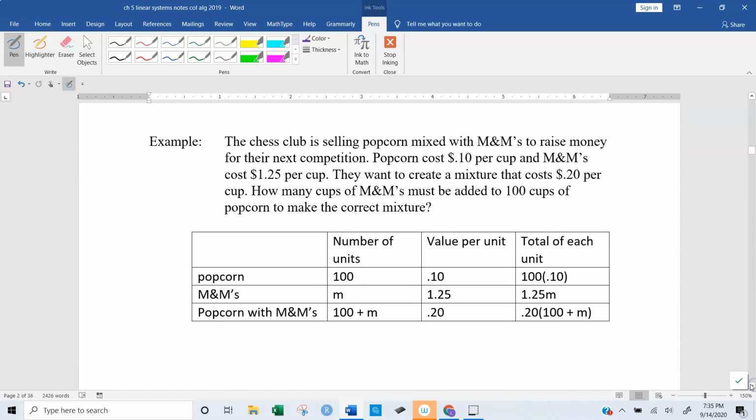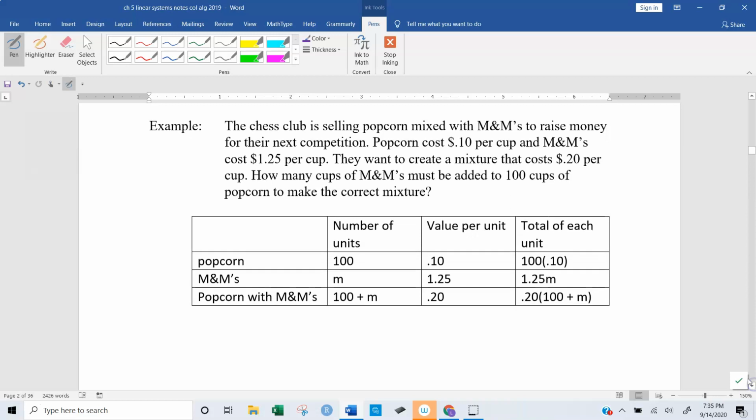Okay, let's look at this one. Another way of doing it. This one here is where they do substitution in the table itself. The chess club is selling popcorn mixed with M&Ms. So my two things are popcorn and M&Ms to raise money for their competition. Popcorn cost, so one of these is going to be cost. So this is dollars, 10 cents. So popcorn is 10. So far I filled this in. And M&Ms cost $1.25. So now I can fill this in.